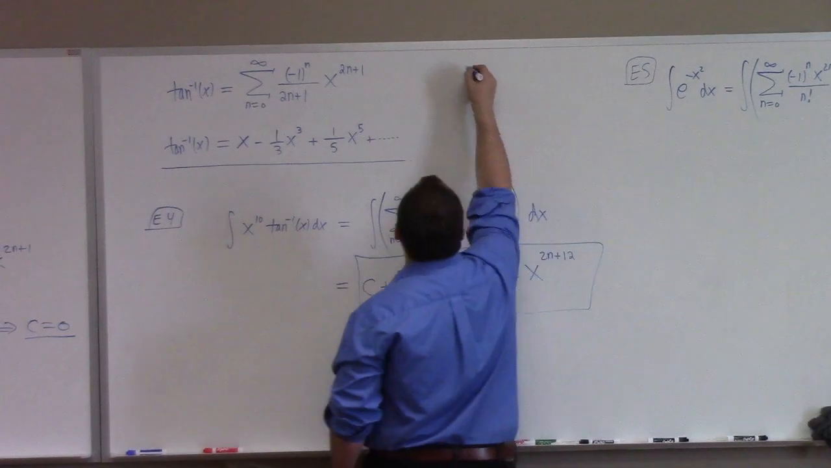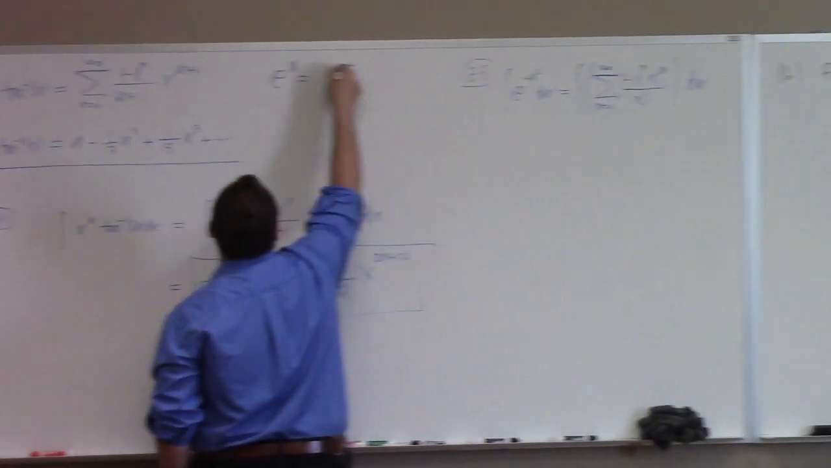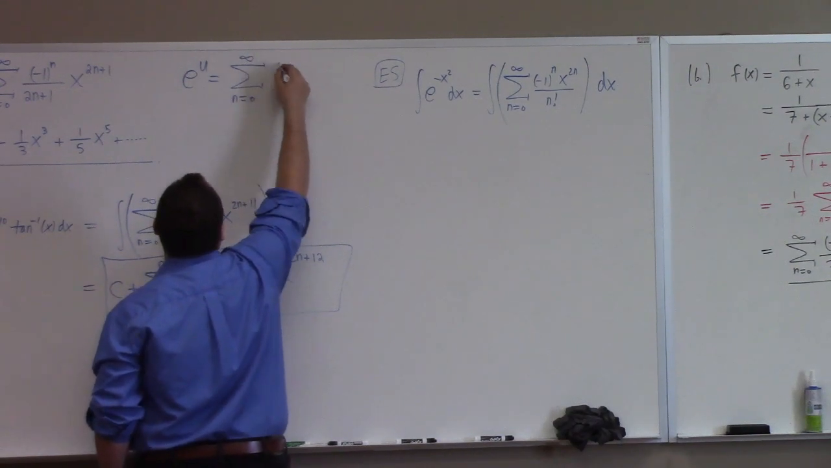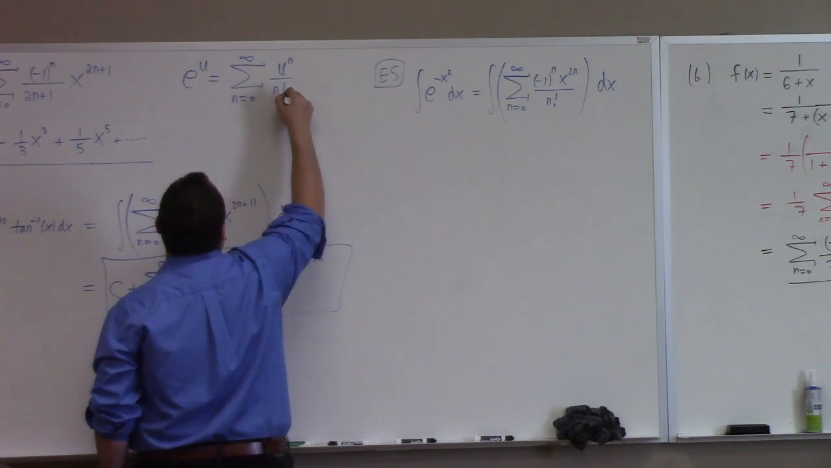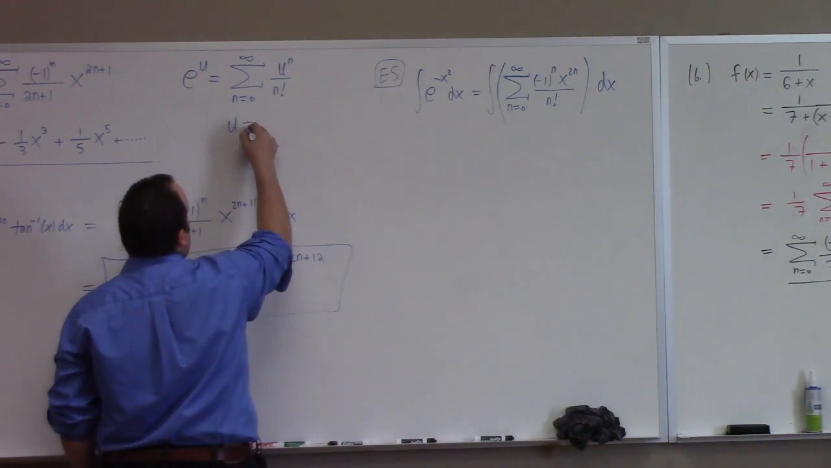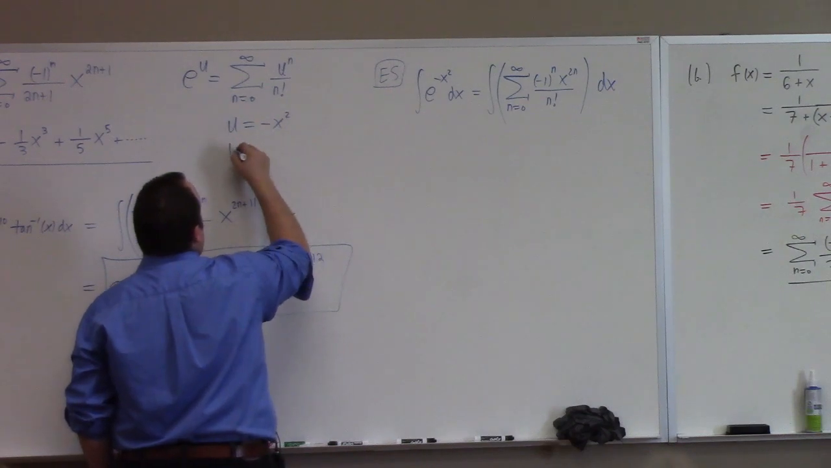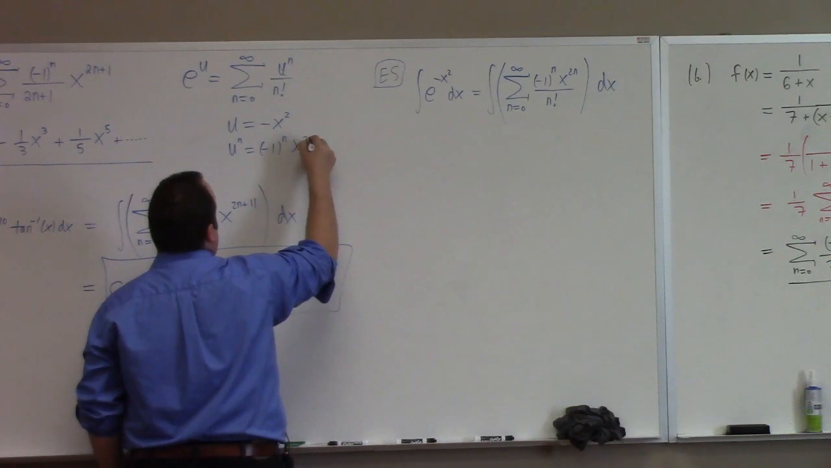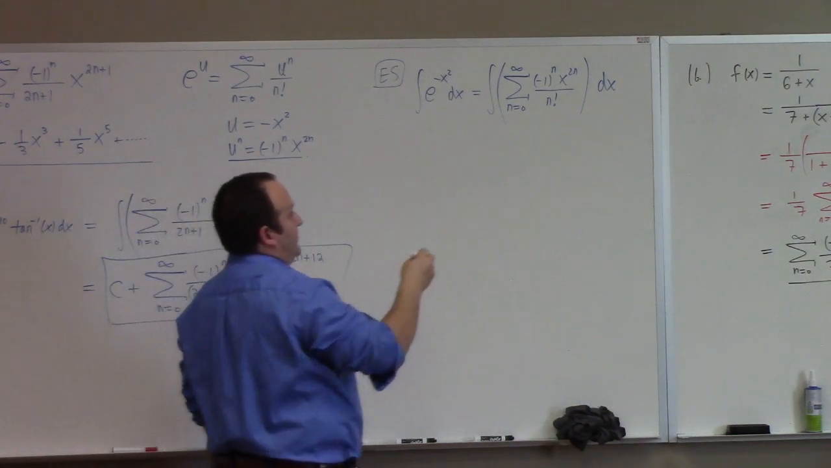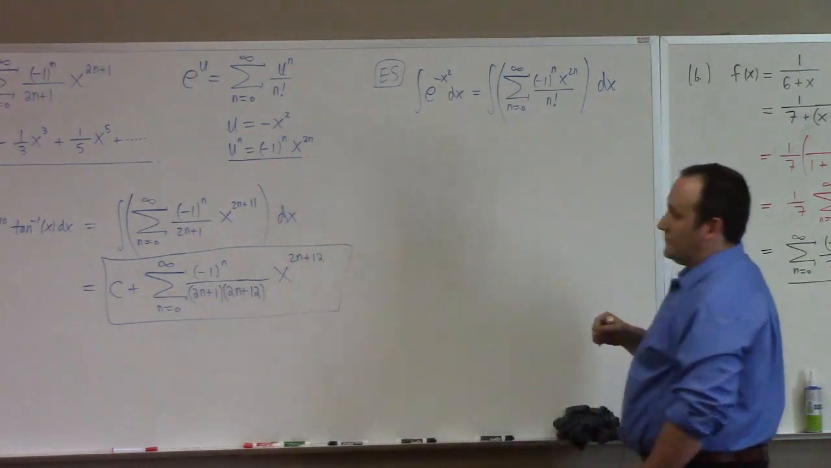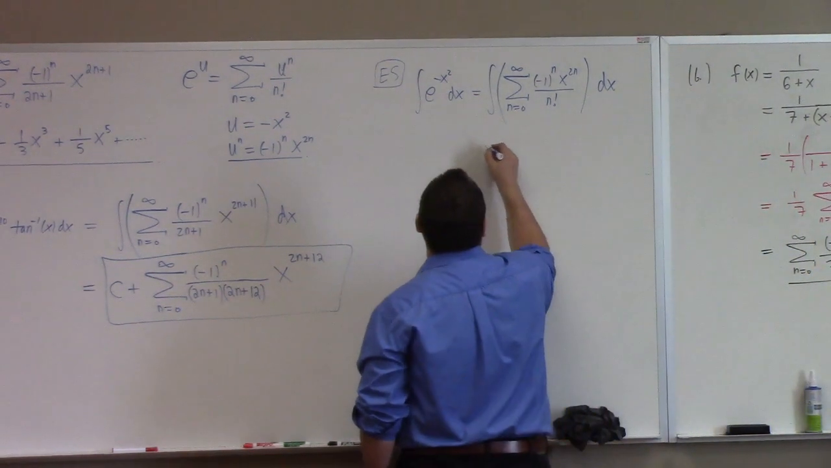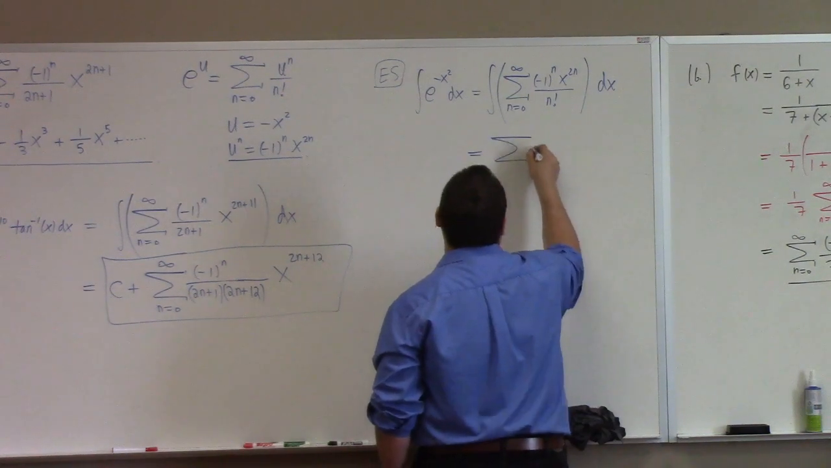I'll write it over here. So e to the u is the sum, n equals 0 to infinity, of u to the n over n factorial. So if I set u equal to minus x squared, u to the n is minus 1 to the n, x to the 2n. And that's why I wrote this here. So then, what happens? Integrate term by term, and there's your integral.